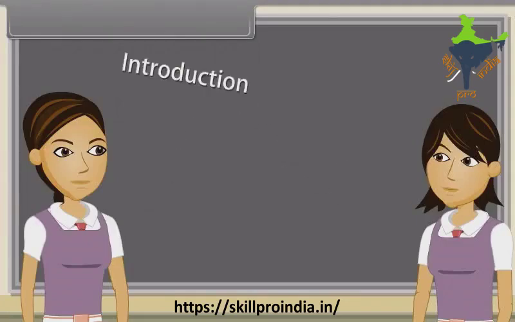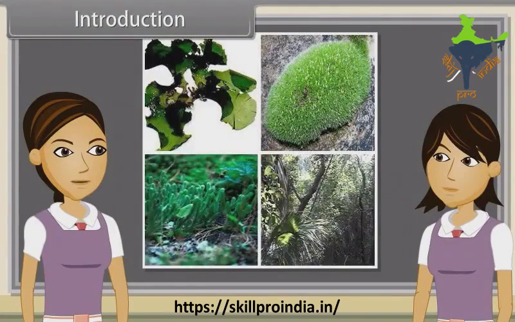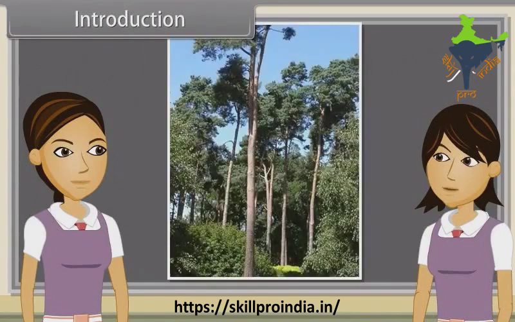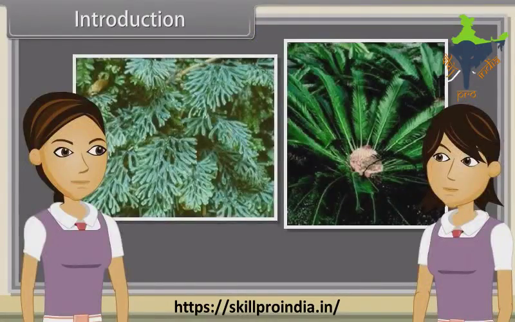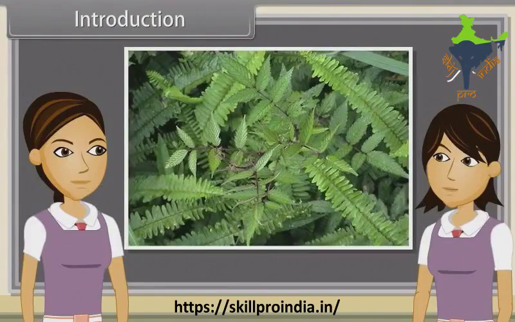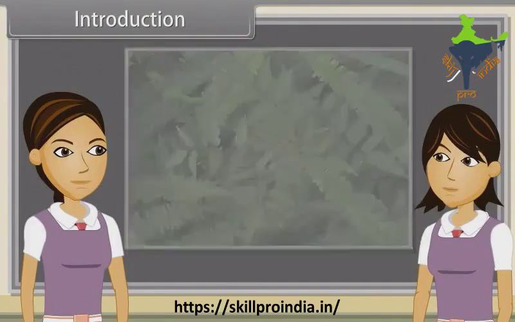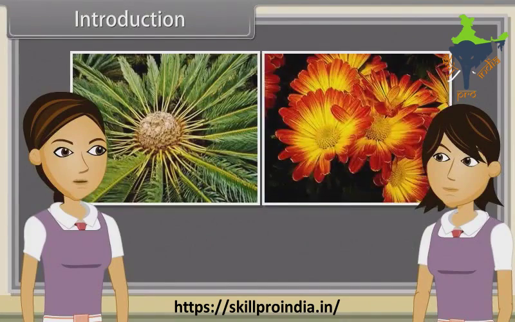Introduction. Sharmila, as we have already discussed earlier, land plants are divided into Thallophyta, Bryophyta, and Tracheophyta. Tracheophyta includes vascular plants. These vascular plants are pteridophytes, gymnosperms, and angiosperms. We have already discussed pteridophytes. Now we are going to study gymnosperms and angiosperms.